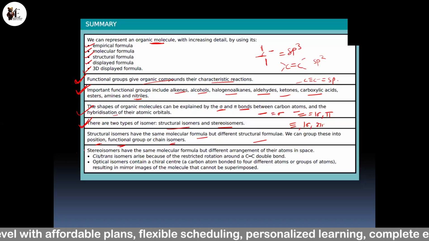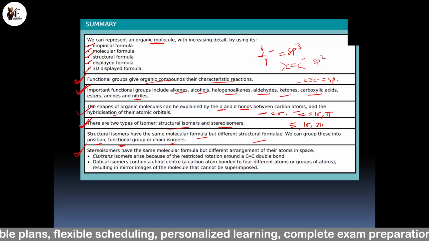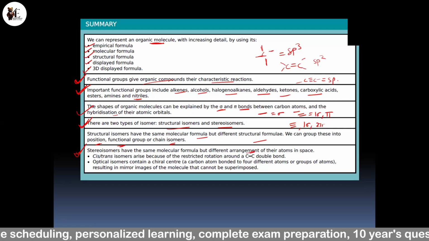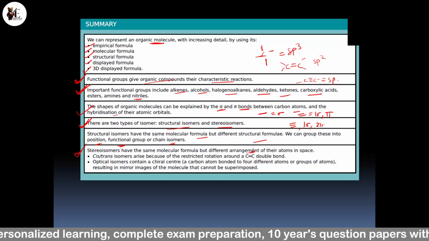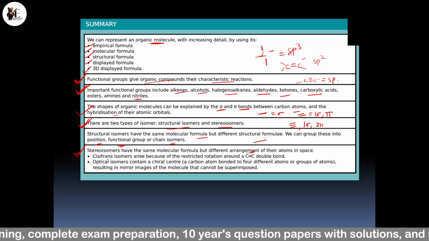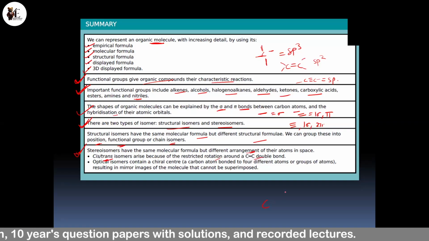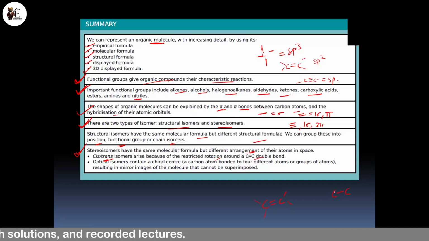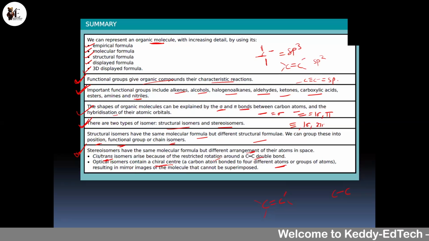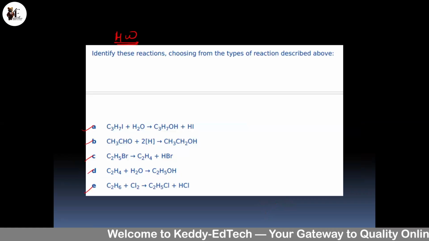Next, we have studied the stereoisomers. They have the same molecular formula, but they have different arrangements of atoms in space. There are 2 types of stereoisomers: geometrical, which is also known as cis-trans isomers. It arises because of the restricted rotation about a C=C double bond. I told you that a C=C double bond is restricted; you cannot rotate it. Otherwise, a C-C single bond we can rotate. Optical isomers contain a chiral center. A chiral center means a carbon atom which is bonded to 4 different atoms. It results in mirror images of the molecule that cannot be superimposed, which are also known as enantiomers. So we have discussed these things.